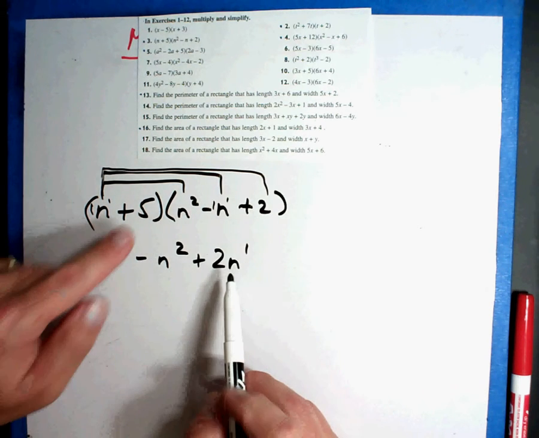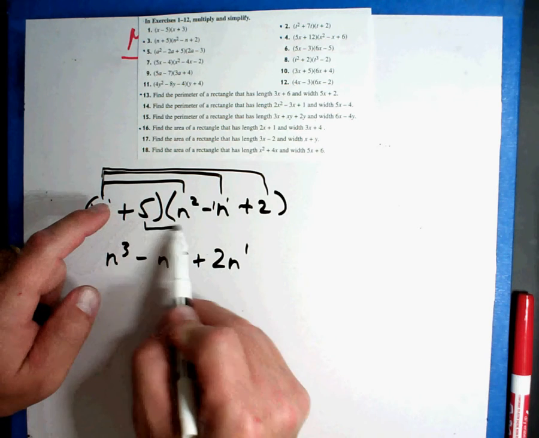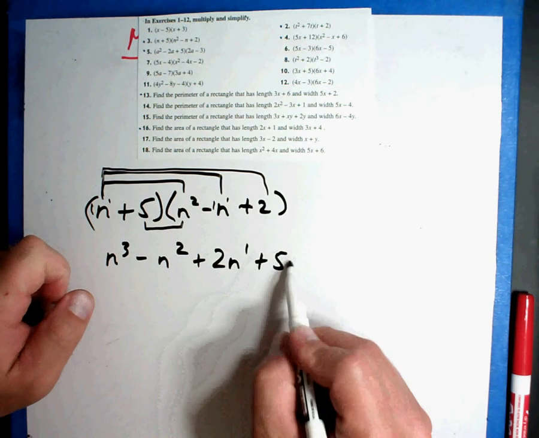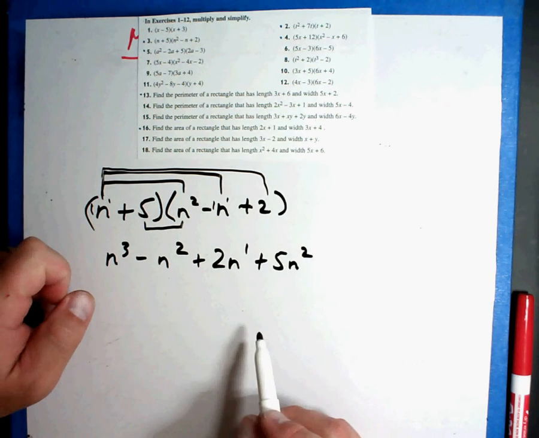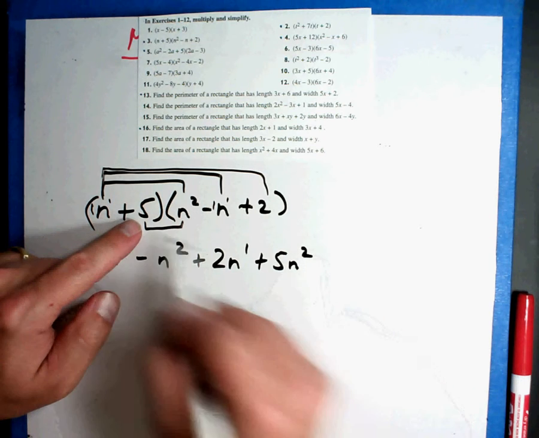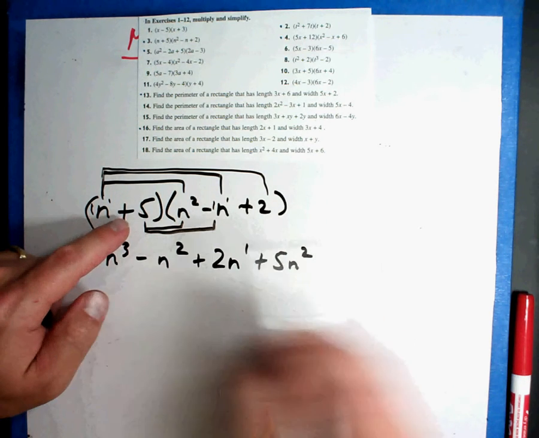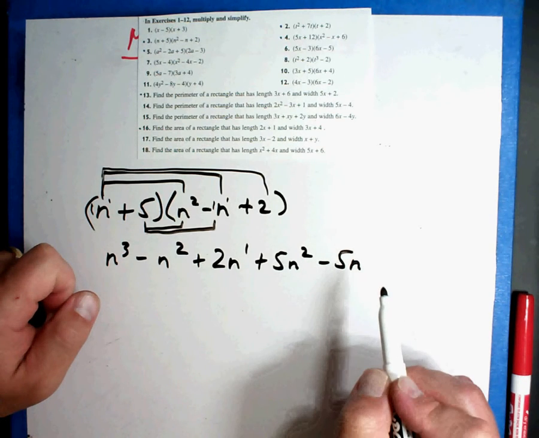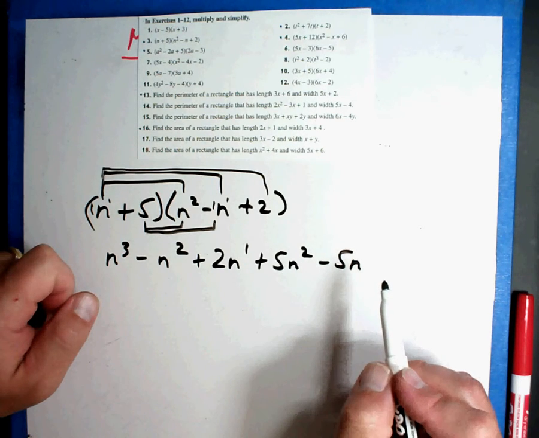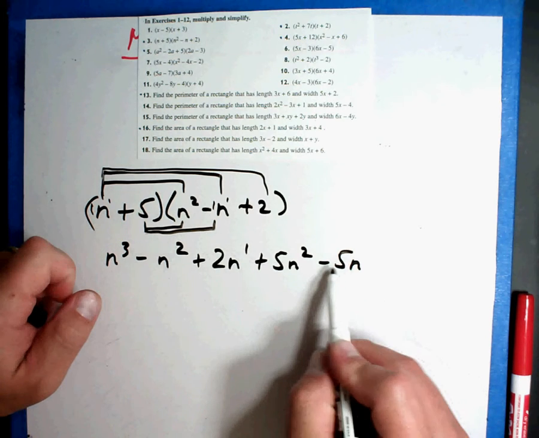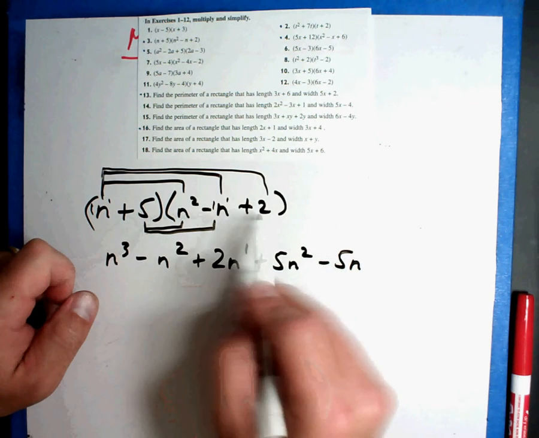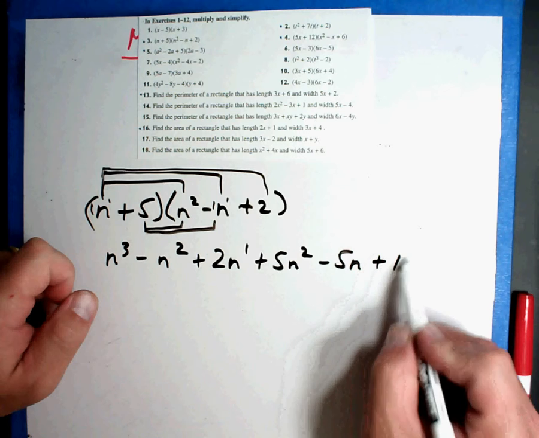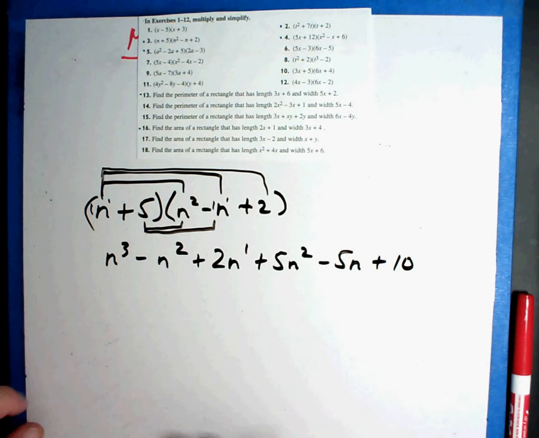So let's go to the 5. That's plus 5n squared. The next one is plus 5 and minus n. Multiplying, that's minus 5n. Again, if you're not quite sure, check your basic rules. A positive and a negative multiplied together give you a negative. And then plus 5 and plus 2 multiplied is plus 10. Now all I have to do is put my partners together.